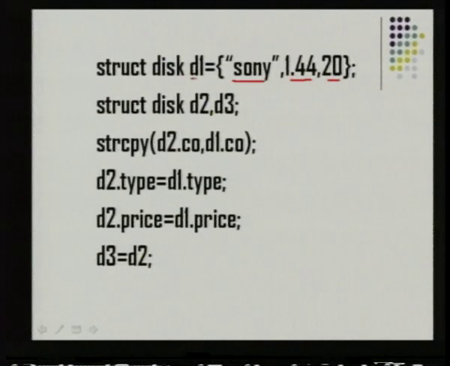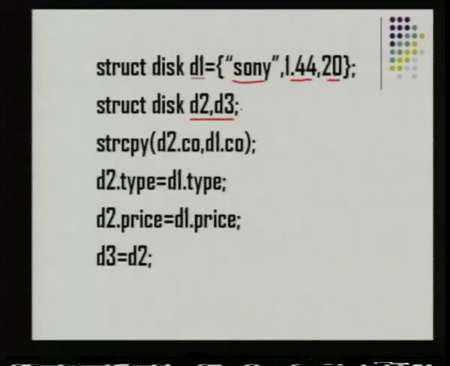And again in the next statement, the first structure variable is D1 and its values are already initialized. The next statement, again I am declaring two variables of type struct disk, D2 and D3. Now my job is to copy the contents from D1 to D2 and from D2 to D3. So how am I doing it? I am doing it in two ways. The first step is where I am copying first the string. The first value I am going to copy, the next value and the third value, each I am doing separately.